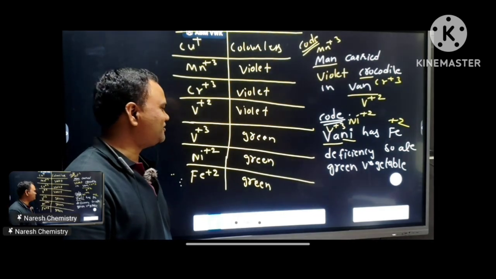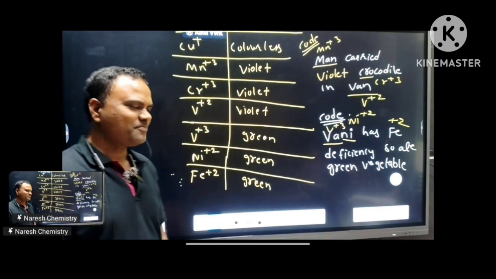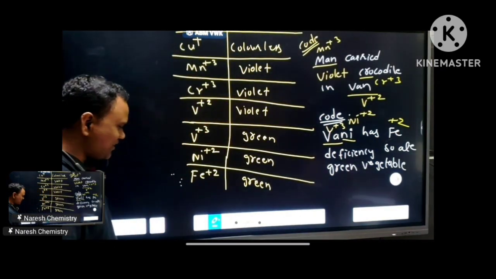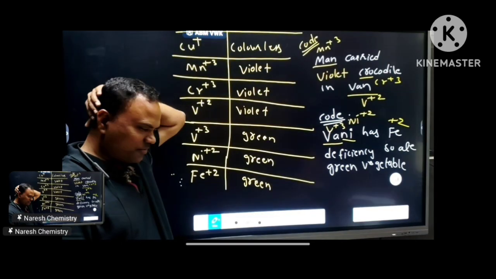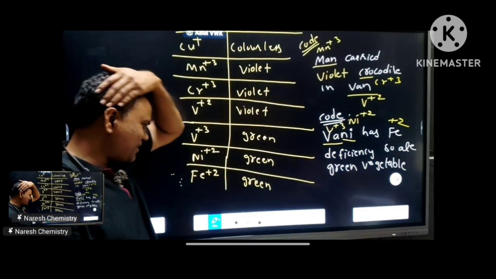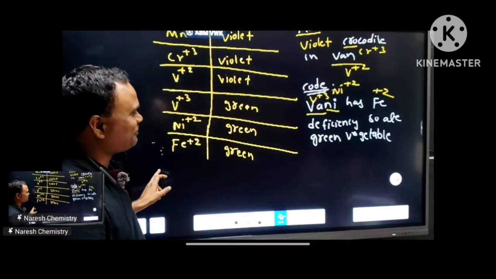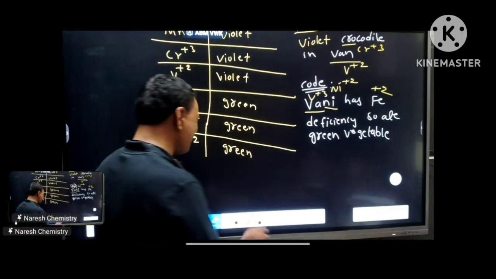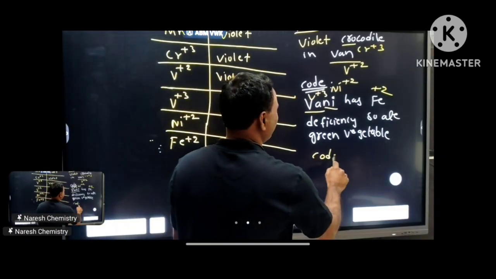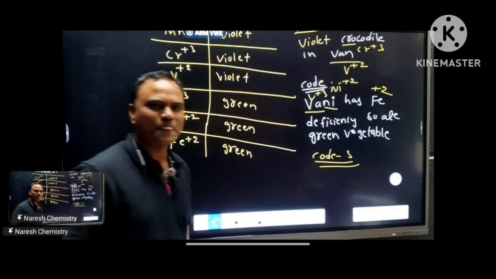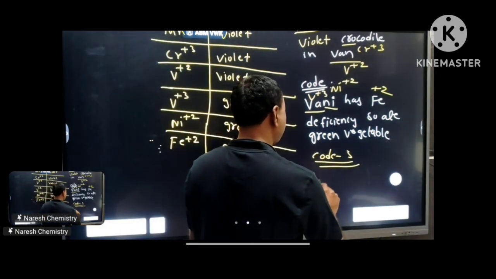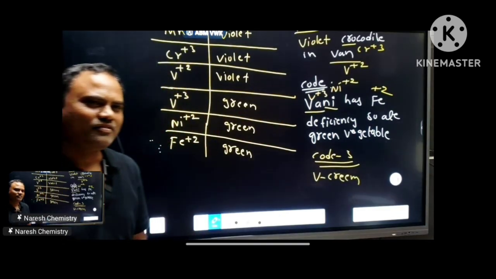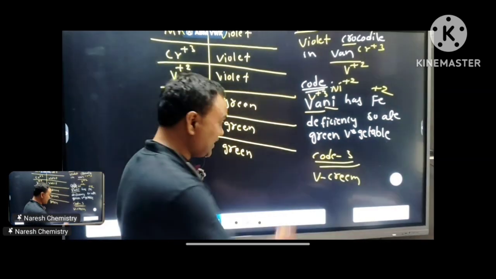Next code. We are discovering one new cream. If we apply that cream to our skull, then we will remember all the formulas, everything. That cream name is discovered by a Pratya Academy student. What is that cream name? Code 3. What is the cream name? V cream.